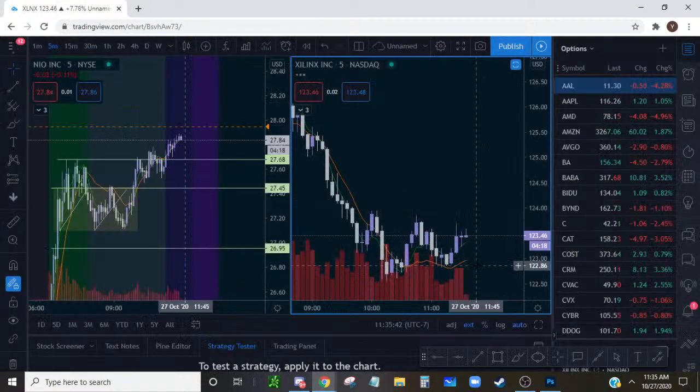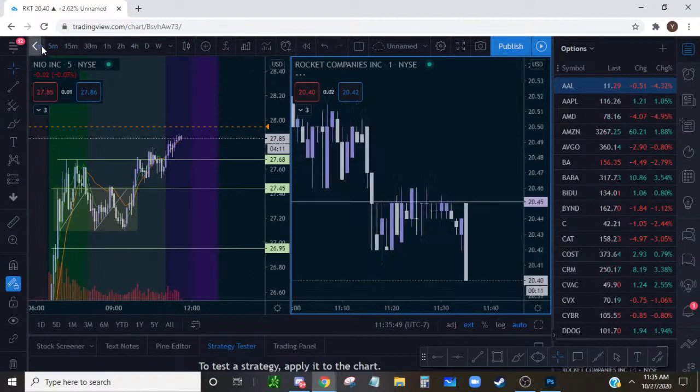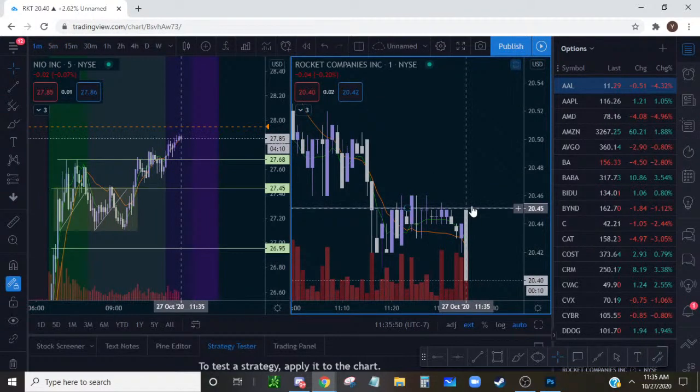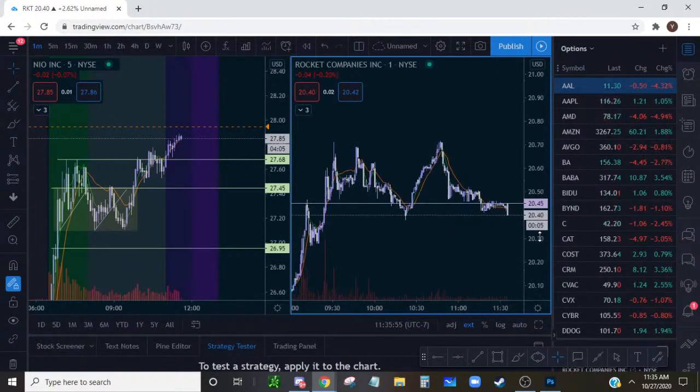Whoops, this is XLNX, RKT. See, that just doesn't look good for RKT, you know what I mean? That's a pretty fat candle right there. That's just begging for more downtrend. I do see this right here though. 2 cents away. Let's see how it reacts to that.